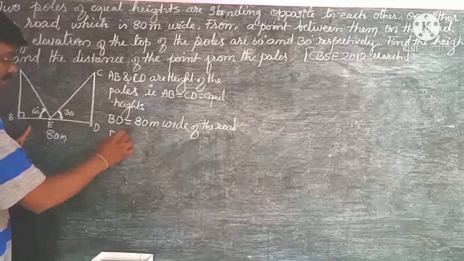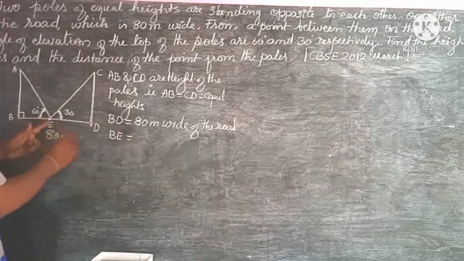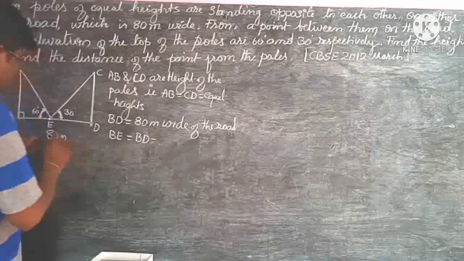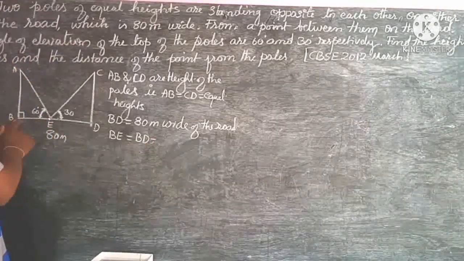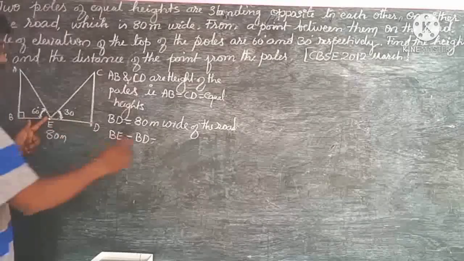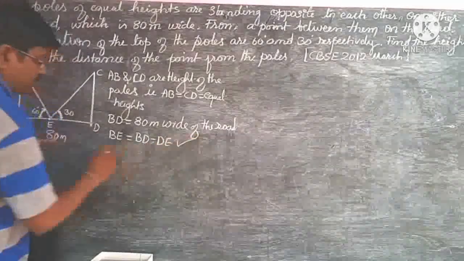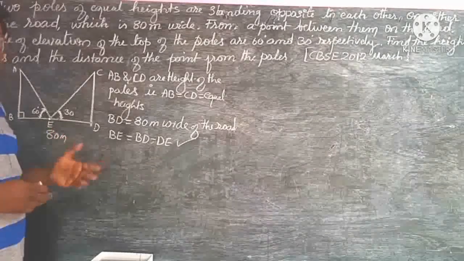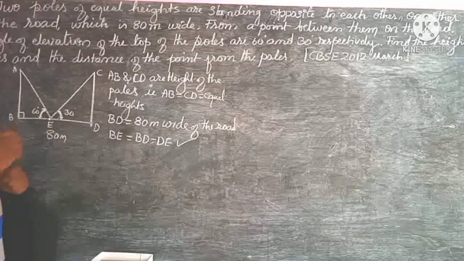So BE can be written as BD. You can subtract DE from the total length BD, obtaining the BE length. But DE is not given. You also have to find out the BE length as well as DE. So how do you find this one?